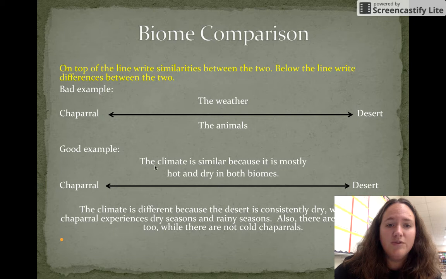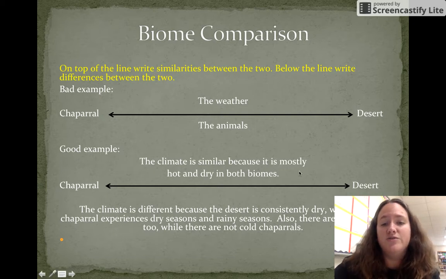So a good example: the climate is similar because it's mostly hot and dry in both biomes, or saying the climate is different because the desert is consistently dry, while the chaparral experiences dry seasons and rainy seasons. Also, there are cold deserts too, while there are not cold chaparrals. So please just be very aware that you need to be very descriptive when you're answering these types of questions.